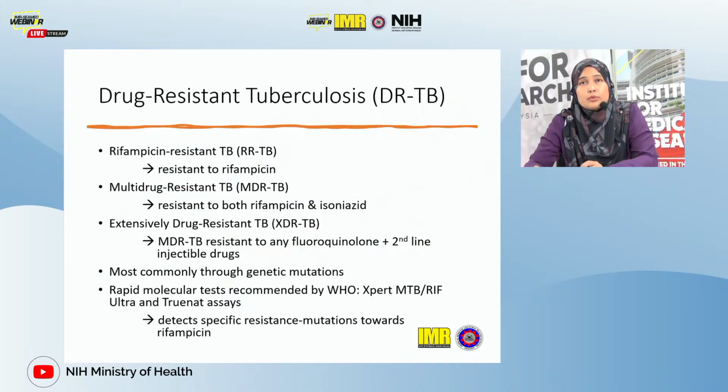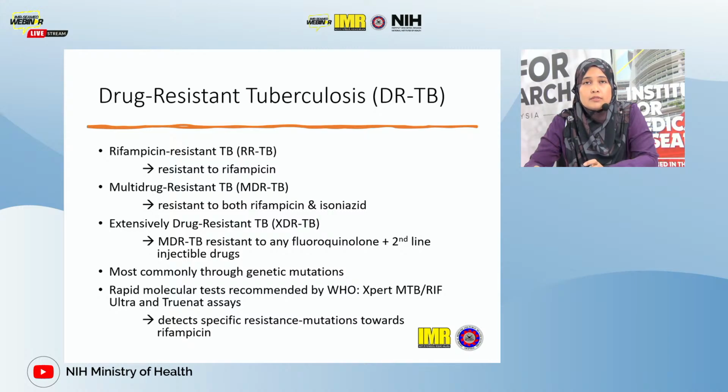Okay, drug-resistant tuberculosis: generally there are several types of resistance. Rifampicin-resistant TB is when the TB is resistant to the first-line antibiotic against tuberculosis. Multidrug-resistant TB is when the organism is resistant to both rifampicin and isoniazid, two of the main anti-tuberculosis agents.